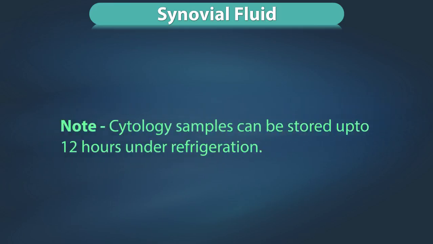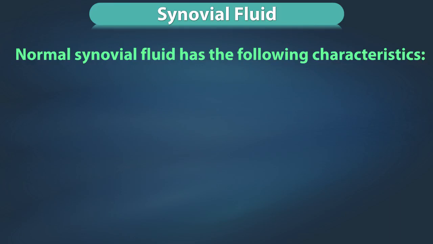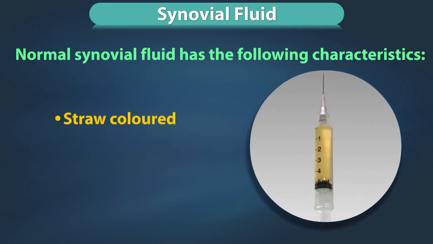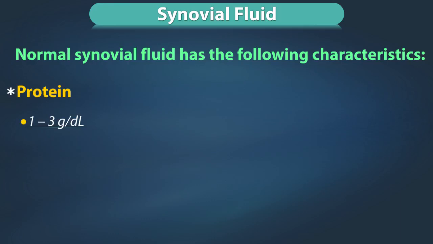Please note, cytology samples can be stored up to 12 hours under refrigeration. Normal synovial fluid has the following characteristics. Grossly, it is straw colored, clear, and moderately viscous. Proteins are 1 to 3 gram per deciliter, which is approximately one-third the plasma level.